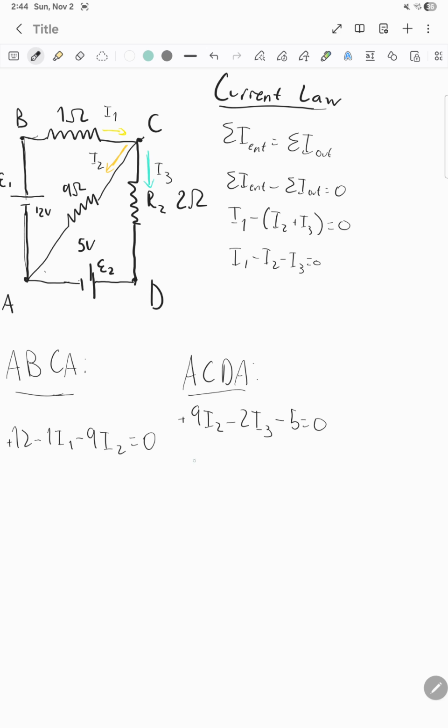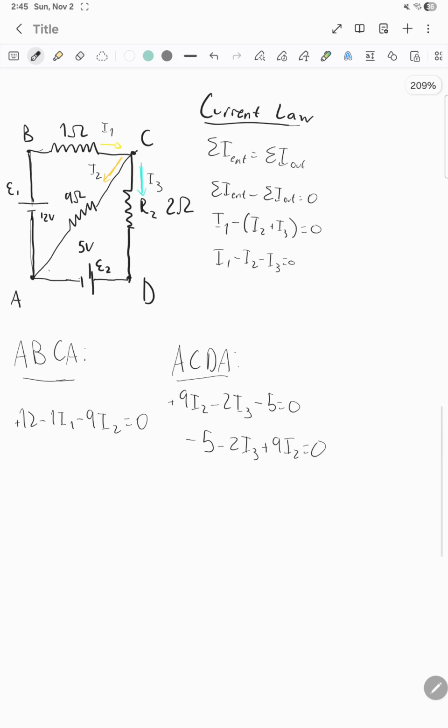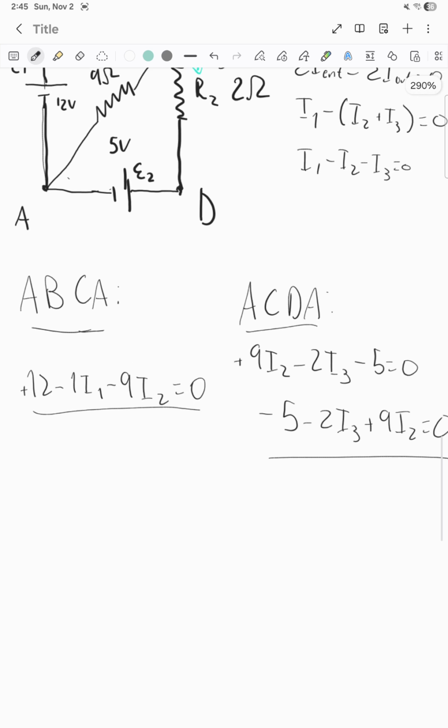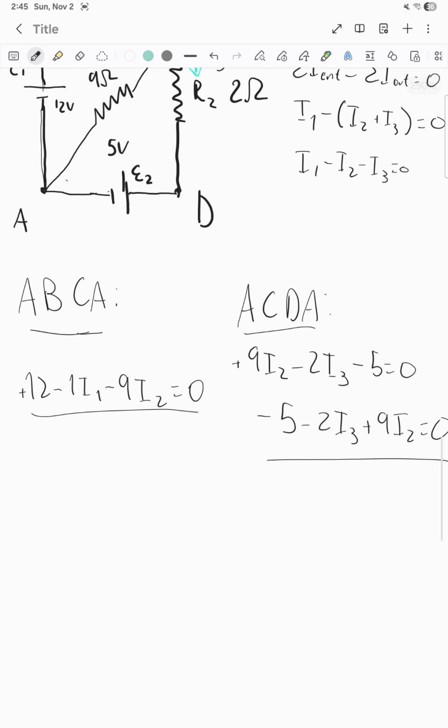You could also rearrange the terms if you want. You can maybe have minus 5 minus 2 I3 plus 9 I2 is equal to 0. And so you already have the two equations you need to find the current. Because now that you have these two equations, you can isolate one of them and plug it in the other one.